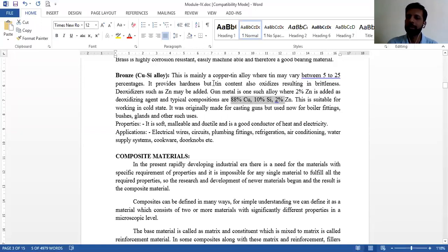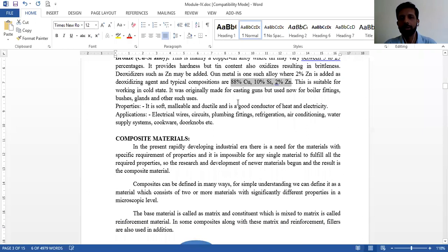So depending upon the percentage that is being added to form the alloy, the properties will vary. That is, the hardness, the conductivity, corrosion, and all this will vary. Now, if you look at this, bronze is majorly used for casting guns and boiler fittings. Many things, like boiler accessories, bushes and all those things, are made up of bronze materials.